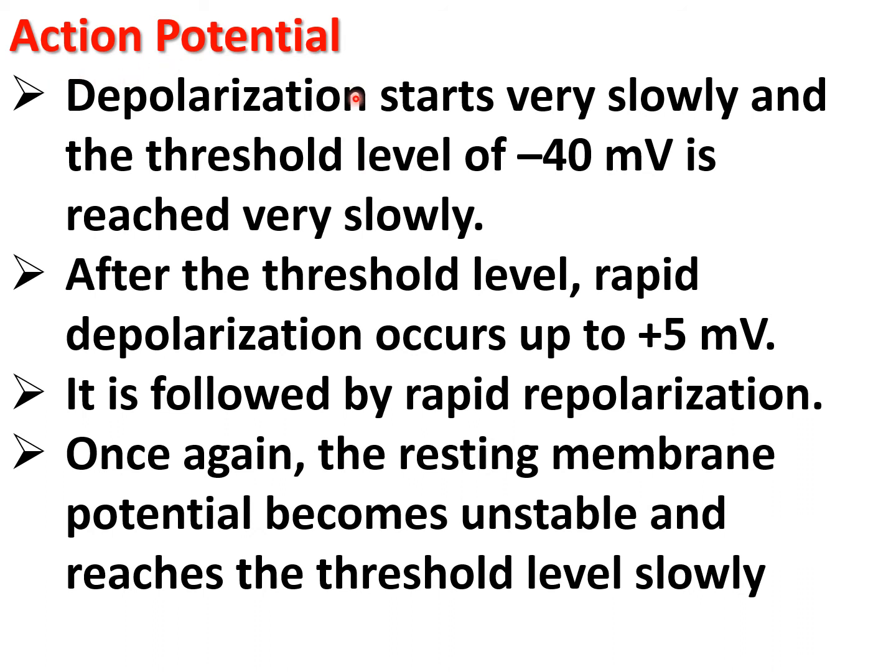Now, the action potential. Depolarization starts very slowly, and the threshold of -40 millivolt is reached very slowly. After the threshold level, rapid depolarization occurs up to +5 millivolt, and it is followed by rapid repolarization. Once again, the resting membrane potential becomes unstable and reaches the threshold level very slowly.